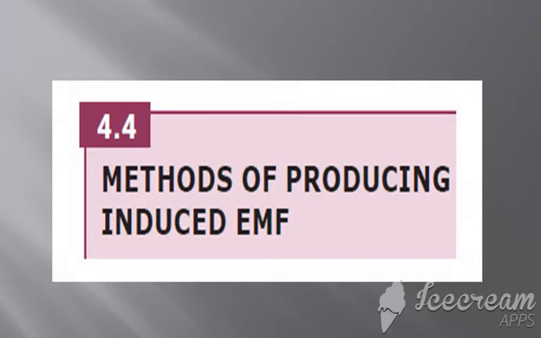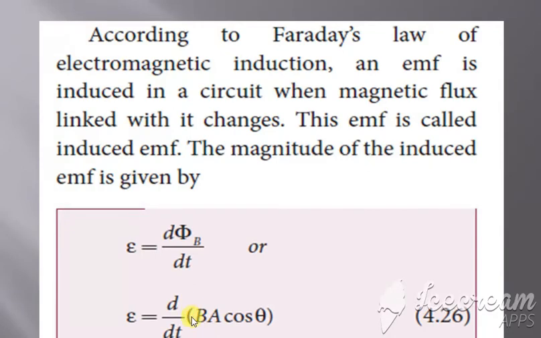The first method is changing the magnetic field, the area, or theta, which is the orientation. We take the formula E is equal to d phi divided by dt. This phi can be written as BA cos theta, where B denotes the magnetic field, A denotes the area, and theta is the angle. The other word for angle is orientation. So the EMF can be produced by changing the magnetic field, area, and the orientation of the coil.